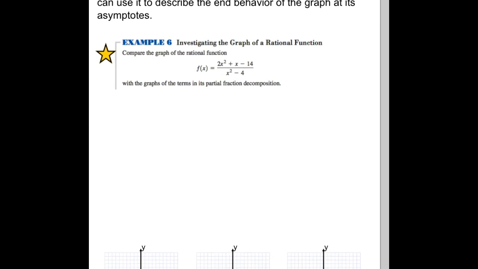we'll brush off the cobwebs on polynomial long division. Try to contain your excitement, I know. Okay, so we are taking x squared minus 4 and we're dividing it into 2x squared plus x minus 14. Okay, anybody remember our first step?